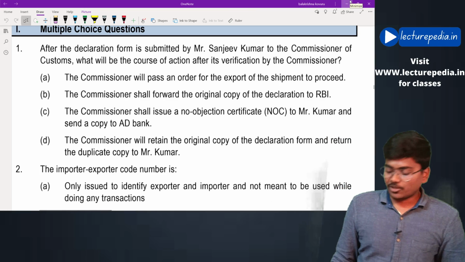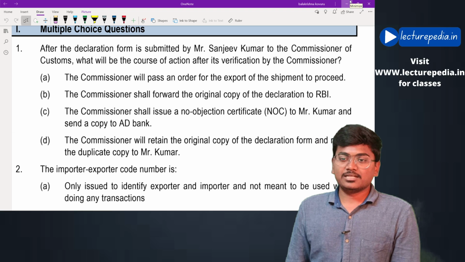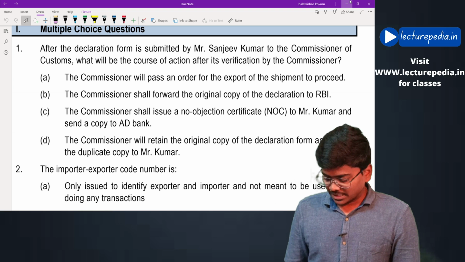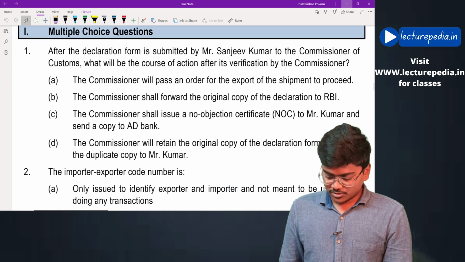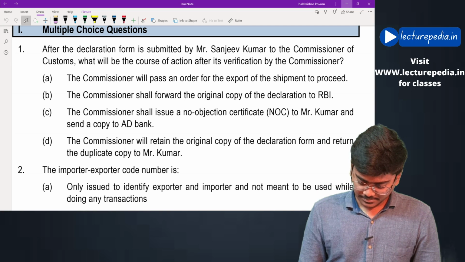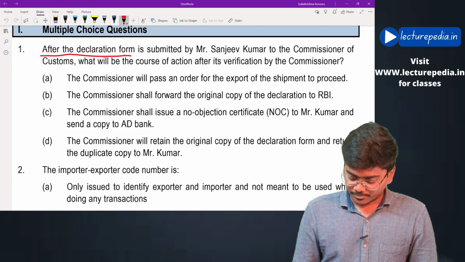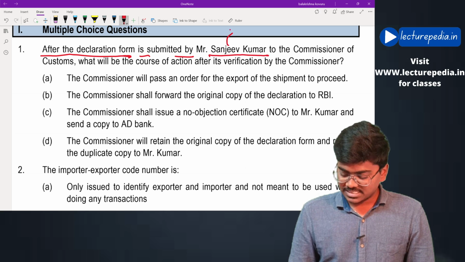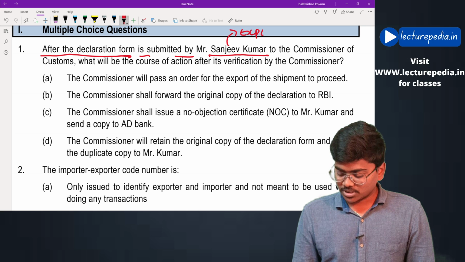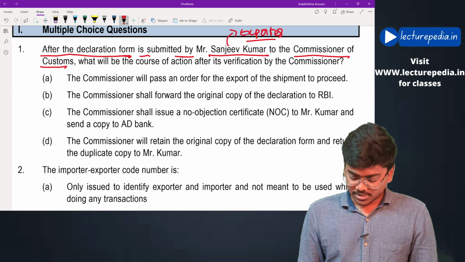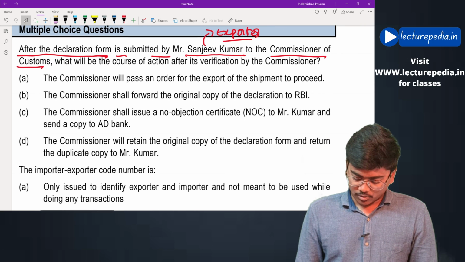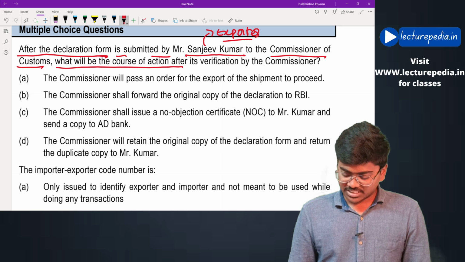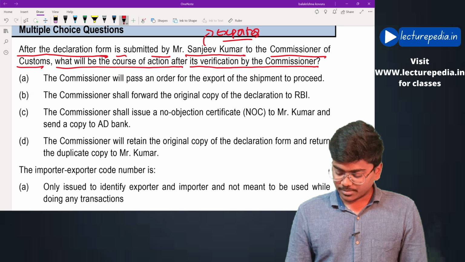Hi guys, now we'll be discussing case study number 18, a very small and simple case study. MCQ number 1. After the declaration form is submitted by Mr. Sanjeev Kumar, who is an exporter, to the Commissioner of Customs, what will be the course of action after its verification by the Commissioner?